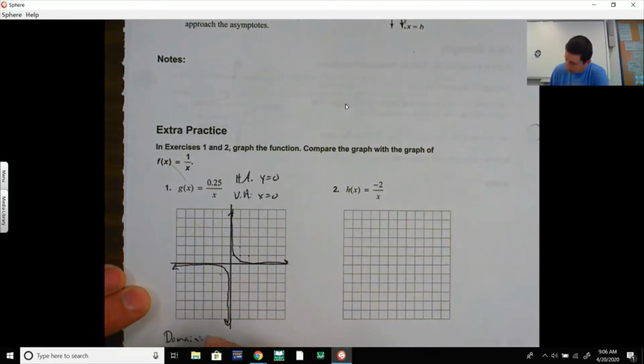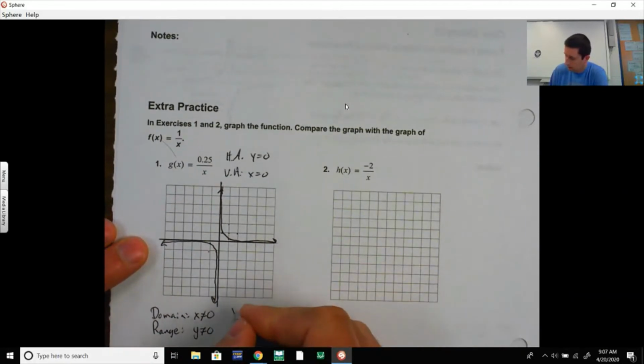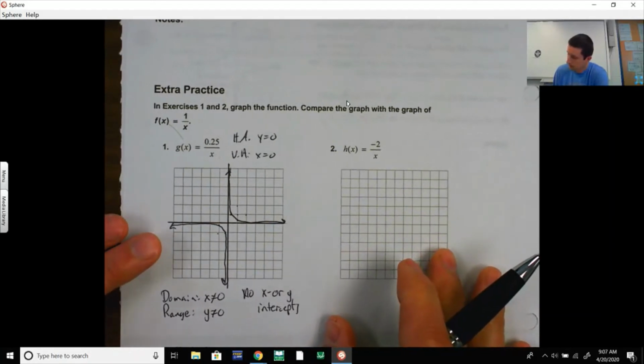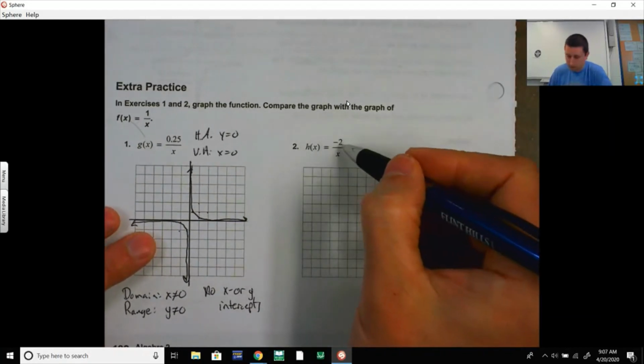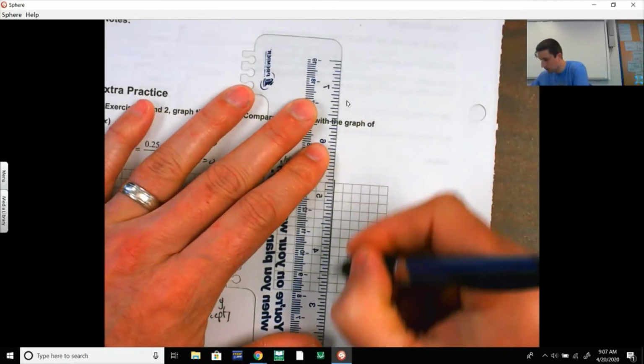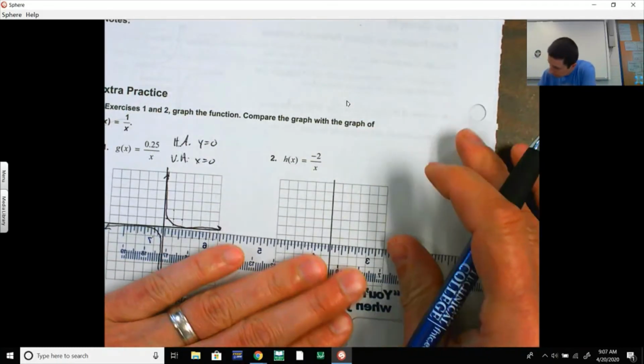Our domain is going to be x cannot equal 0. Our range, y cannot equal 0. There are no x or y intercepts in this case, because those are also the asymptotes, so no x or y intercepts. Okay. y equals negative 2 over x. Notice the negative 2, that's going to change your branches into the second and fourth quadrants.